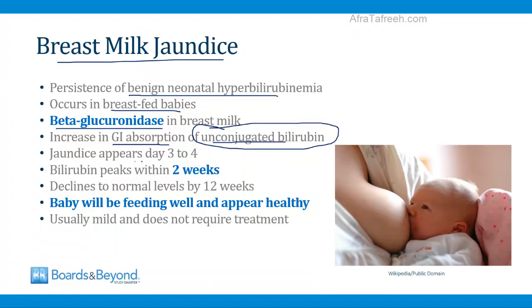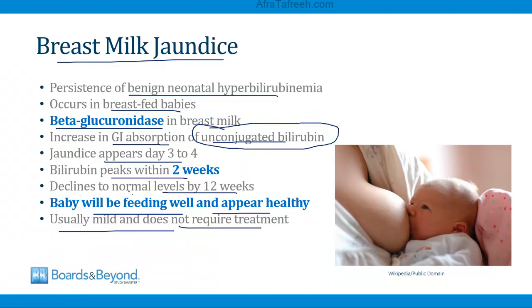These babies develop jaundice that appears about day 3 or 4, sort of around the time of usual physiologic jaundice, but then it persists and doesn't peak until about 2 weeks of age, and it declines to normal levels by 12 weeks of age. Other than being jaundiced, these babies will appear entirely healthy and they will be feeding normally. Remember, it's the milk that they are feeding on which is causing the jaundice. And usually this is a mild form of hyperbilirubinemia and it usually doesn't require any treatment.